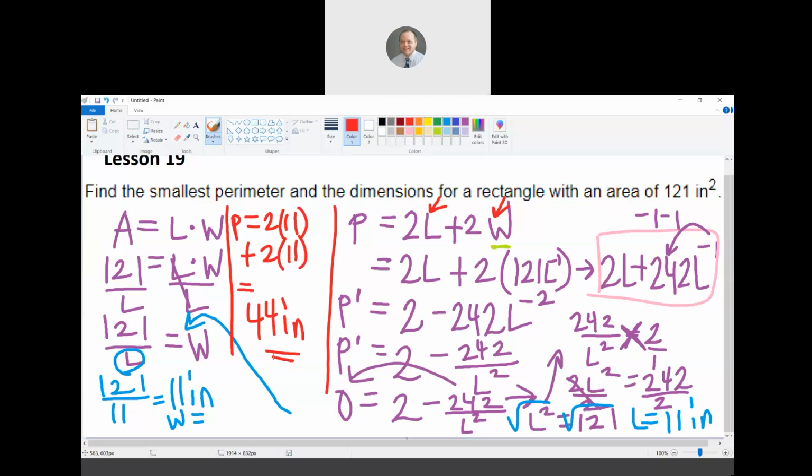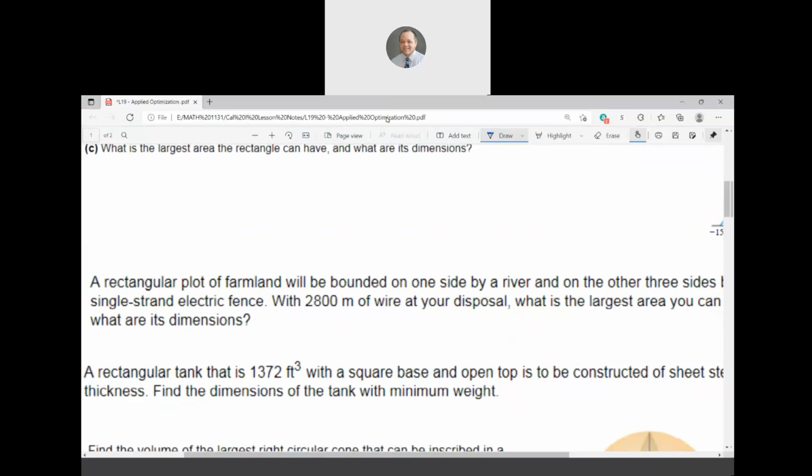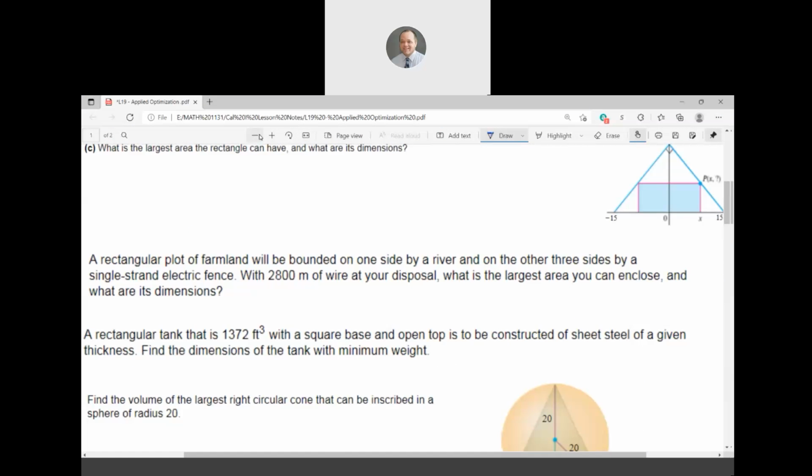Before we look at our next problem, any questions off campus or on campus with this example? All right, let's look at another problem from lesson 19. And let me screenshot it and paste it to our paint whiteboard.